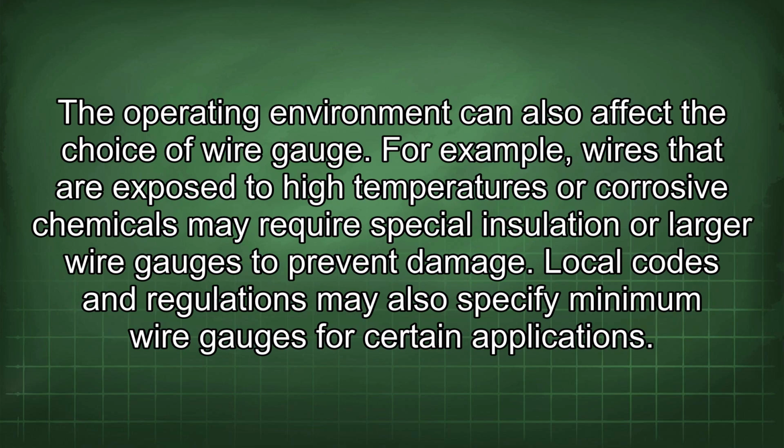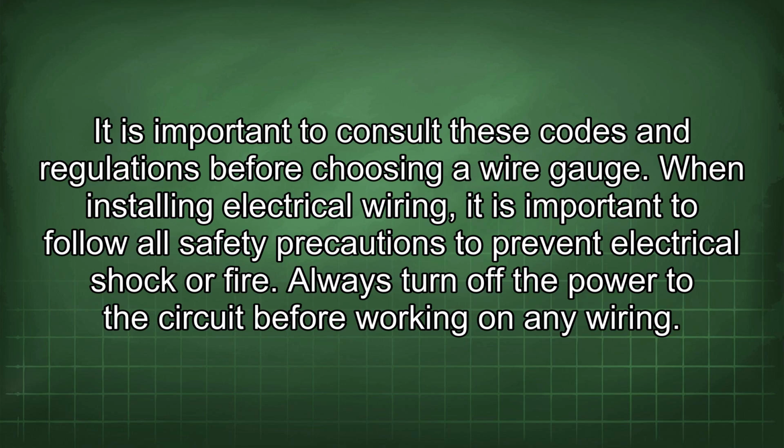The operating environment can also affect the choice of wire gauge. For example, wires that are exposed to high temperatures or corrosive chemicals may require special insulation or larger wire gauges to prevent damage. Local codes and regulations may also specify minimum wire gauges for certain applications. It is important to consult these codes and regulations before choosing a wire gauge.